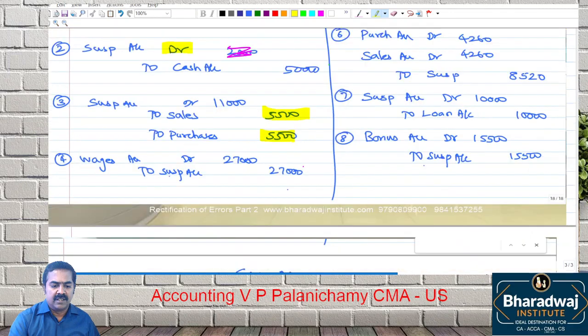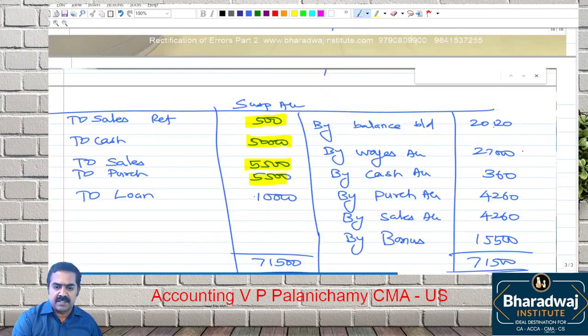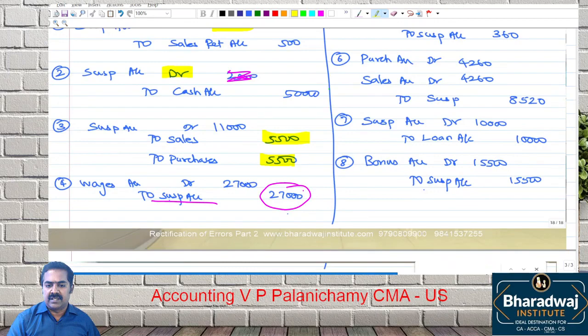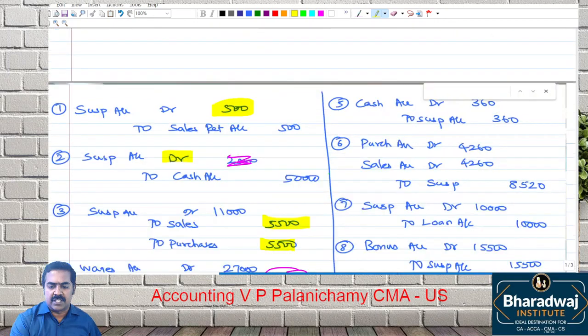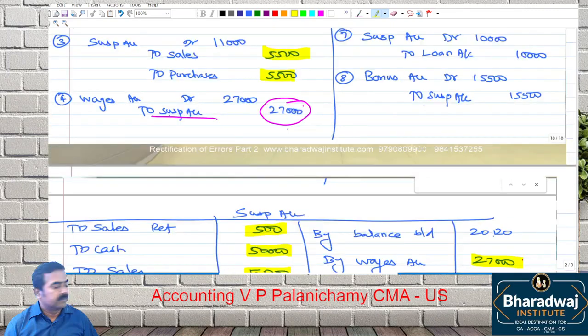Next entry. Wages account debtor to suspense account. The suspense account என்ன பண்றோம்? We are crediting. Credit means right on the right hand side. Okay, by wages. By wages, how much we are crediting? 27,000. Next entry பாருங்க. Cash account debtor to suspense account. We are crediting suspense account. How this will come? By எப்படி வரும்?